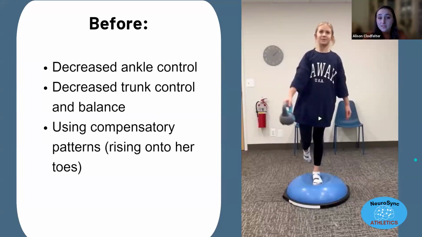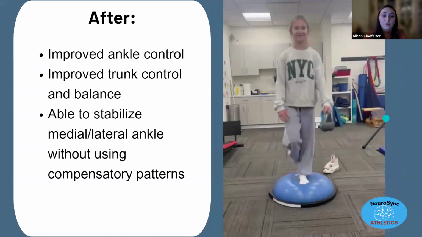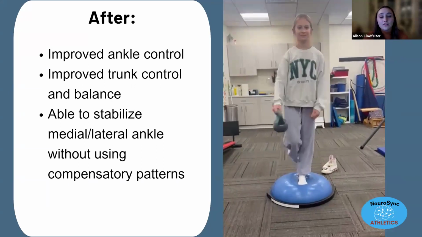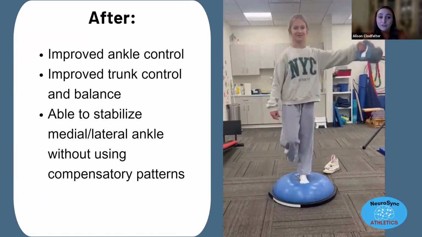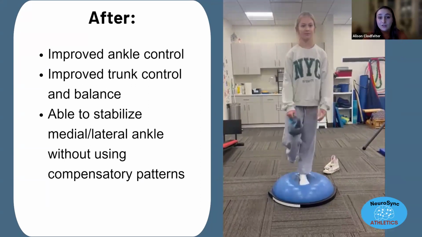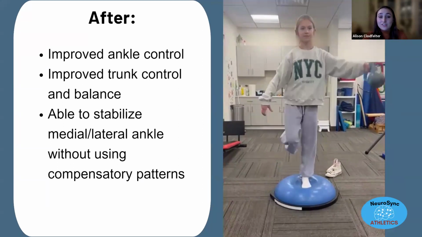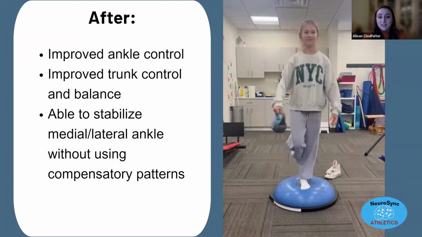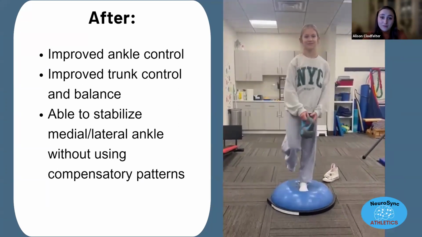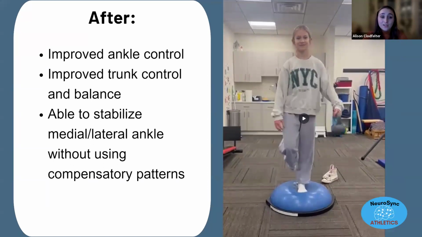So she made some excellent improvements through our program. Here's a video of her. Look how much more controlled her ankle is there and her trunk. So she is a little wobbly. Again, this is very hard, but she's solid. See how she's moving that weight side to side and it's not throwing her. She's keeping that trunk in the middle. She's able to stabilize her body and she's able to stabilize her medial lateral ankle or that side to side motion without using any compensatory patterns, which is amazing.